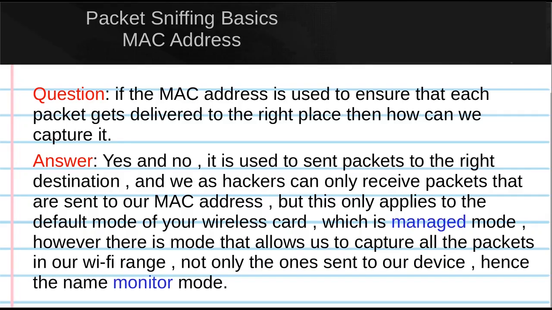So from the previous video, we know that MAC addresses are used so that they ensure each packet goes in the right direction. So it goes from the source to the destination MAC, which is specified in the packet. So if the MAC address is used to make sure that each packet gets delivered to the right person, how can we capture it? Because I said in the first video that we can sniff those packets, capture them, and read all the information that is in these packets. Now, if we're going to do that, how can we do that if each packet is actually delivered to one person?